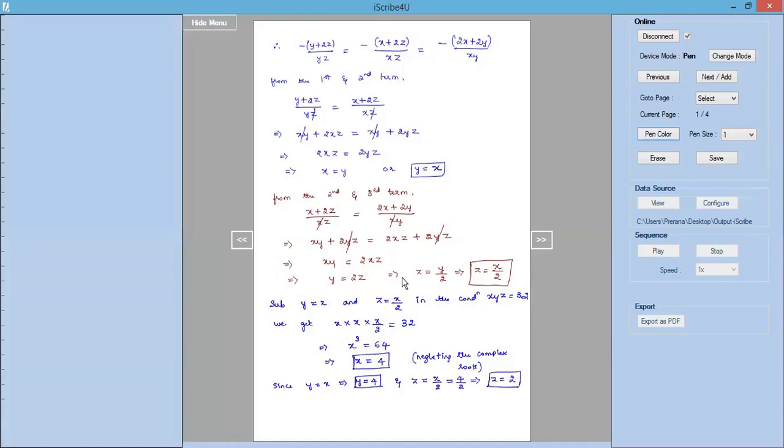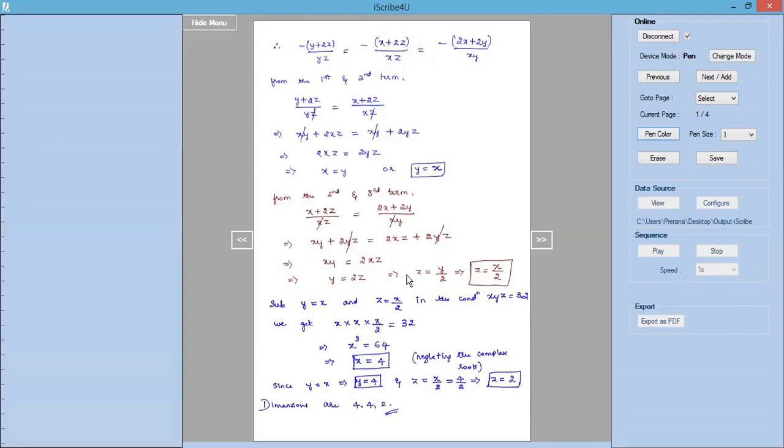Thus, the dimensions of the rectangular box such that S is assumed to be minimum are 4, 4, 2. Hence the solution for this.